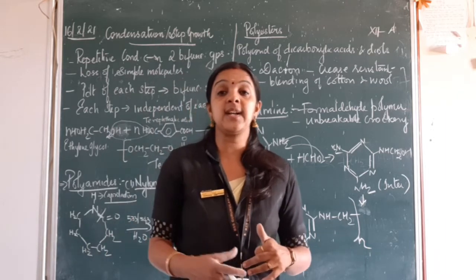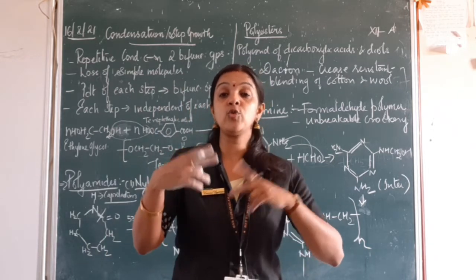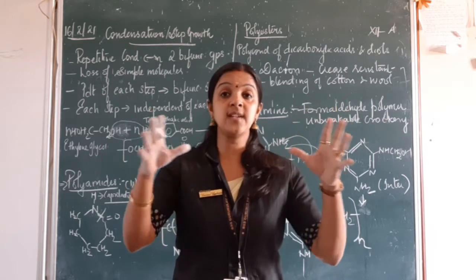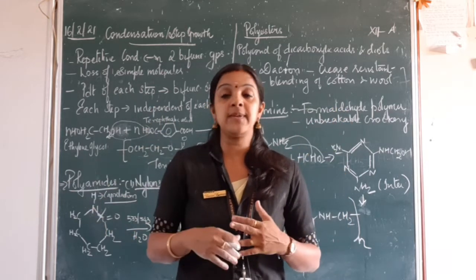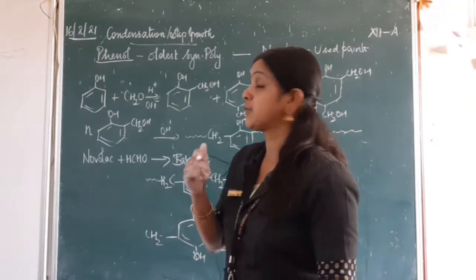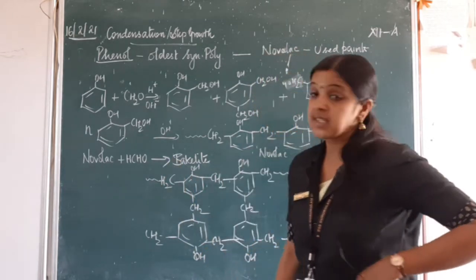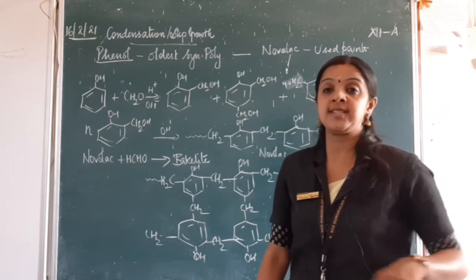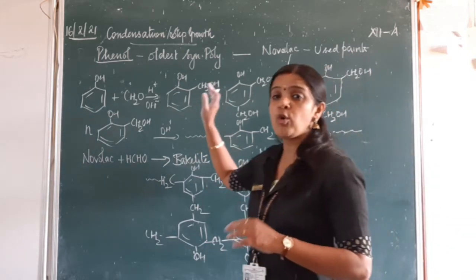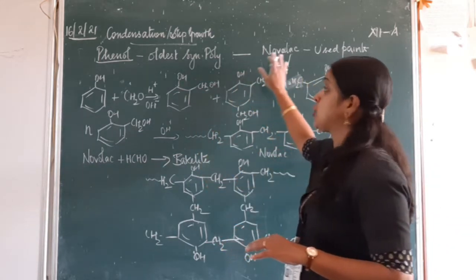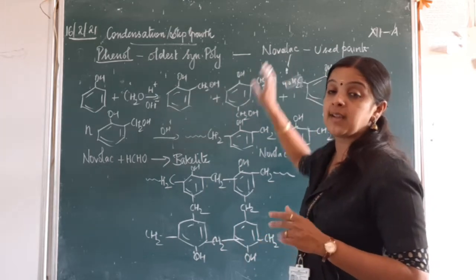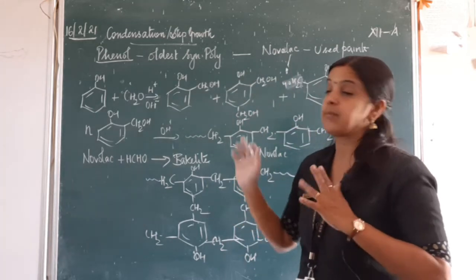Next we will be studying phenol, where you have 2 types. One is straight and the other one is branched, which we will be seeing. Now let us learn about phenol. As I told you, it is also a formaldehyde polymer which comes under the category of condensation polymer. This is the oldest synthetic polymer, where you have 2 products, Novolac and Bakelite, which are used in paints.